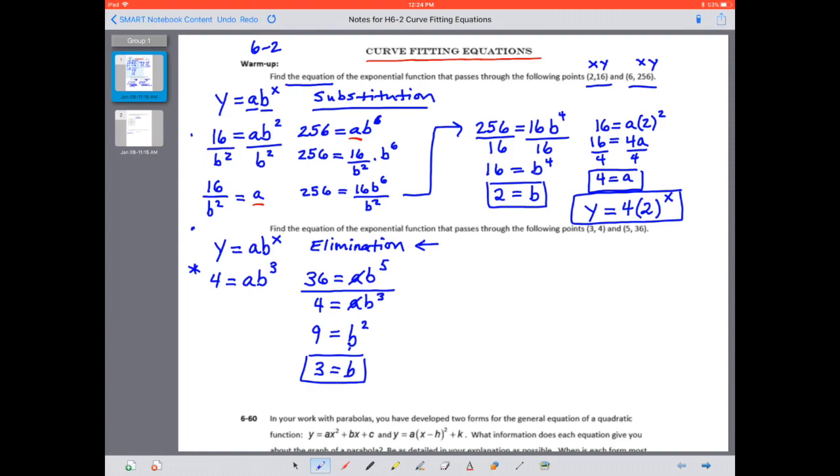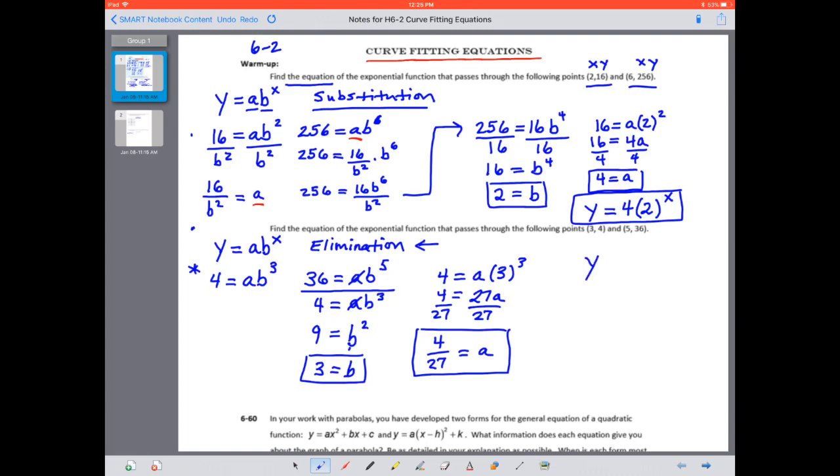So we're going to take that value and put it into that first equation and solve for a. So 4 equals a times 3 to the third. Please don't make the mistake of raising 3 to the third and getting 9, because it's 27. So 27a equals 4. So then a equals 4 27ths. I know, weird fraction, right? That must mean it's wrong. Nope, it's correct. Sometimes you get numbers that just aren't real pretty.